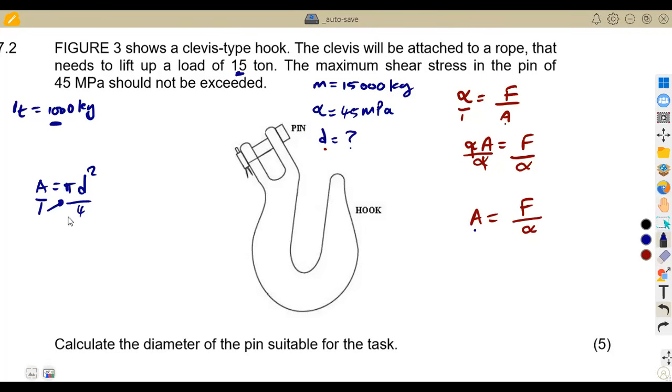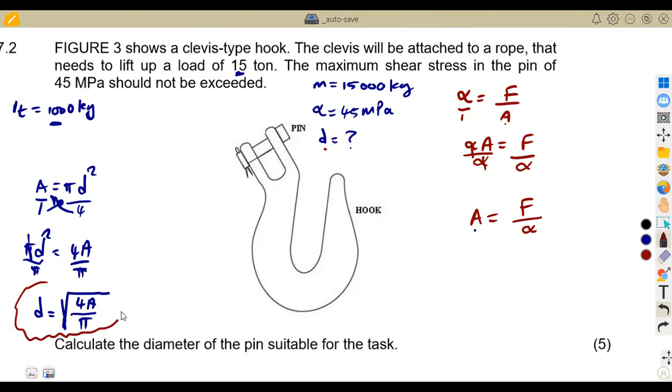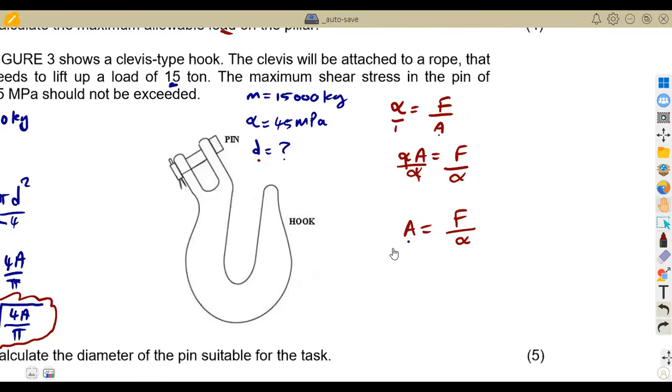Just make this the subject, cross multiply. That's going to be pi d squared is equal to 4 times a, which is 4a. In order for us to have the diameter, just divide by pi both sides. So that means d squared is equal to 4a over pi. To find d, introduce the square root both sides. So this is going to be the square root of 4a over pi, all right, everything under the square root. This is going to be the formula that we are going to use to calculate our diameter if we have the area. So that's why I'm saying we can calculate the area, then we focus on the diameter later on.